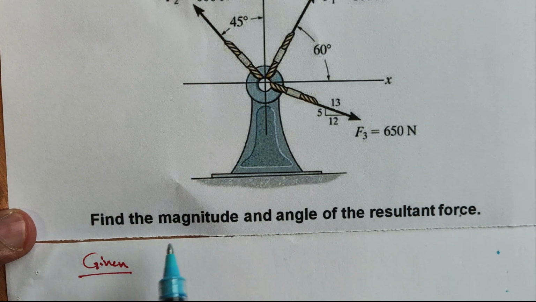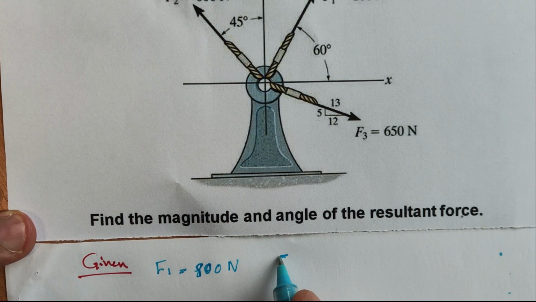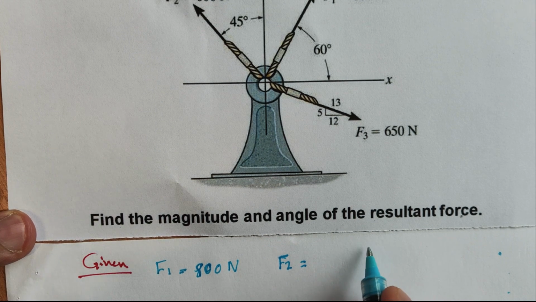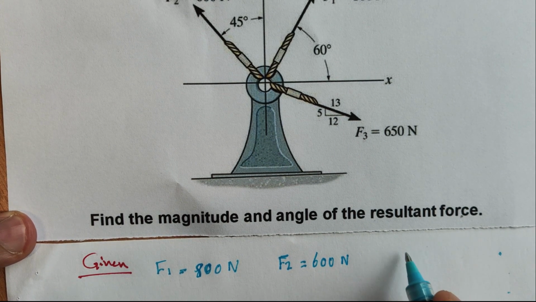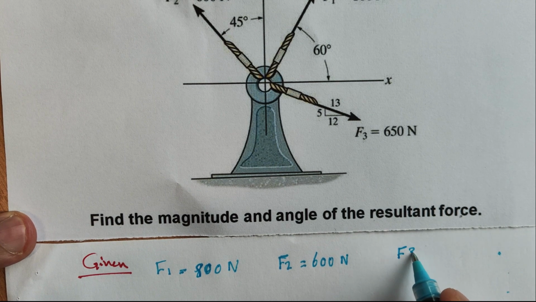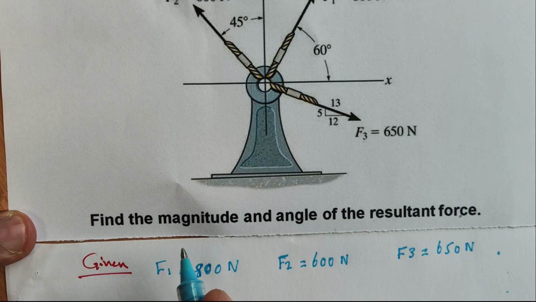Of course we have F1 equal to 800 Newton, F2 equal to 600 Newton, and finally F3 equal to 650 Newton. These are the three forces being given to you in the question.